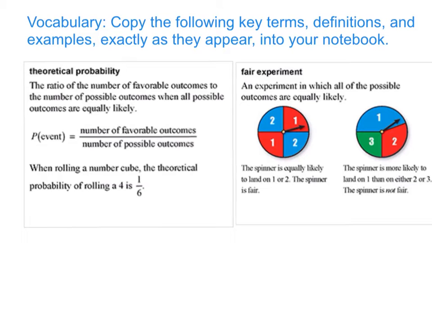Copy the following key terms, definitions, and examples exactly as they appear into your notebook. Theoretical probability: the ratio of the number of favorable outcomes to the number of possible outcomes when all possible outcomes are equally likely. Fair experiment: an experiment in which all of the possible outcomes are equally likely.